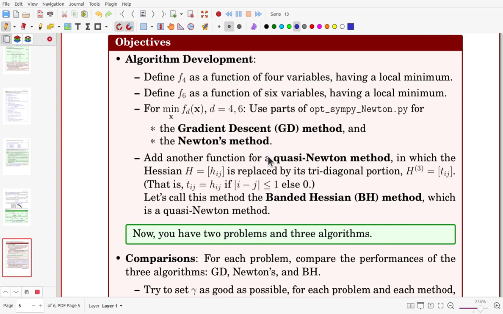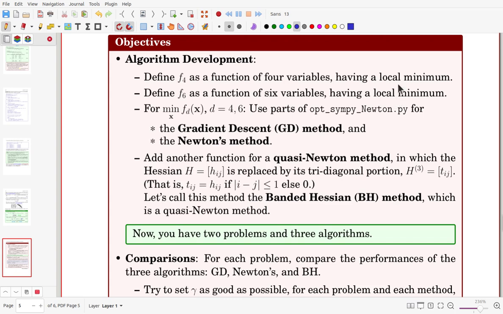Define f4 as a function of 4 variables having a local minimum. So that is now a 4-dimensional problem. For example, x0, x1, x2, x3. So you can define a 4-dimensional problem, and now define a 6-dimensional problem, f6, as a function of 6 variables having a local minimum.